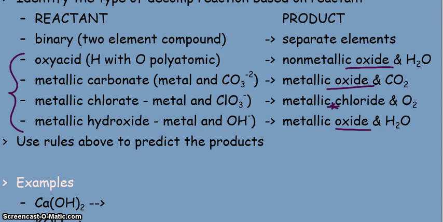So the easiest way to do this is in the context of examples. So we're going to take a look at the examples below, classify them using the correct example rule, and then write out the products and balance the equation. So here we have our calcium hydroxide. Calcium bonded to hydroxide would be a metallic hydroxide right here. So it tells us we're going to break apart into the metallic oxide, and water will be the other product. So the water's easy. Let's write that down right away.